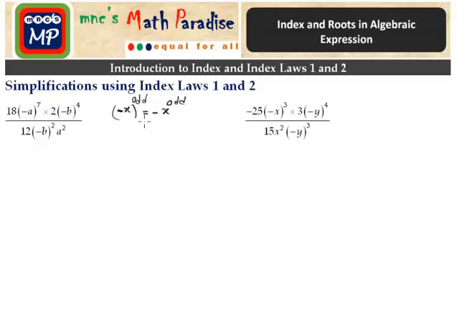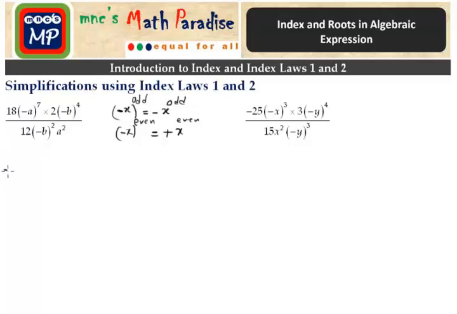Any minus with an even power will become plus. That means if we have minus x whole to the power 6, then we will have plus x to the power 6. So we will use this sign formula to solve this, and simplify these two expressions in addition to index laws 1 and 2.